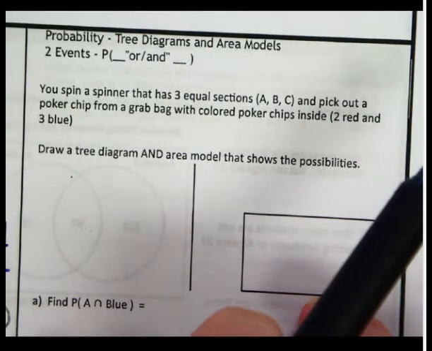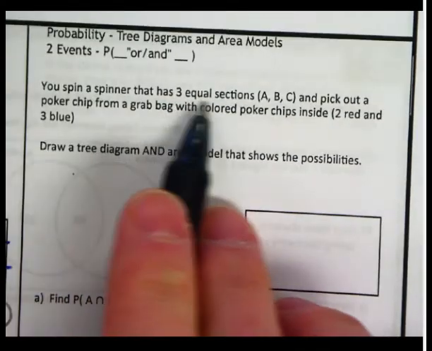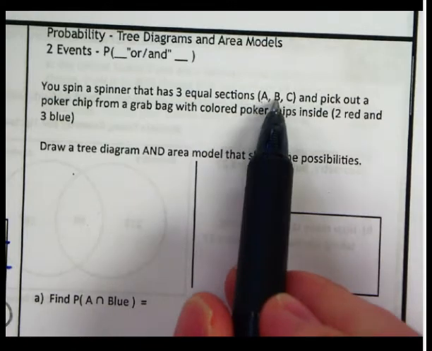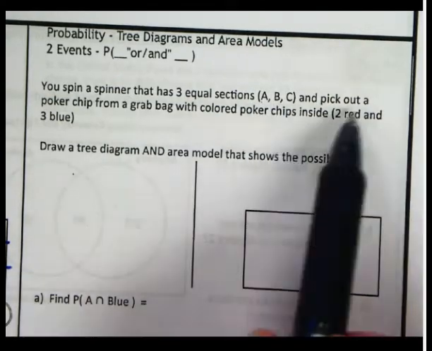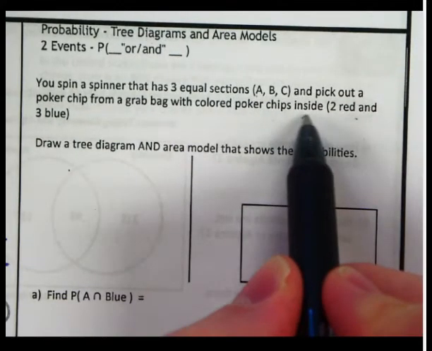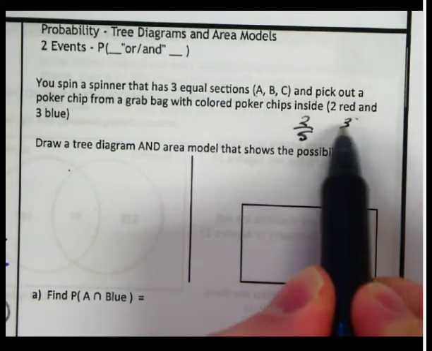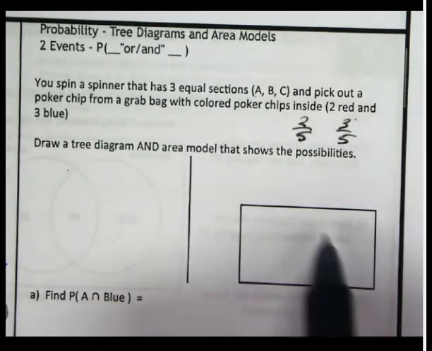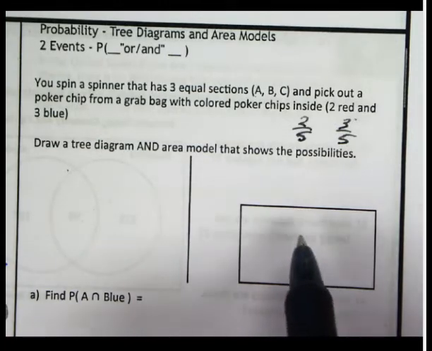They were all 1/6. On the one on the right-hand side, I feel like it's a little bit more fun because the numbers are a little bit different. You do have 3 equal sections, so those are going to be 1/3, 1/3, 1/3. But then it says that you're picking a poker chip out of a grab bag with 2 red and 3 blue. So now you've got 2/5 red and 3/5 blue. So when you do your numbers in your boxes, they actually are different numbers.